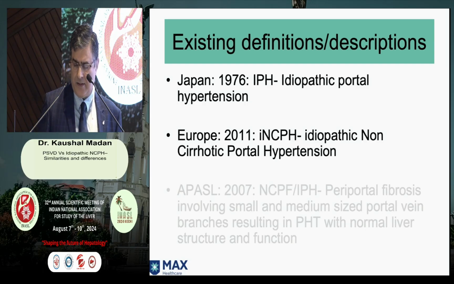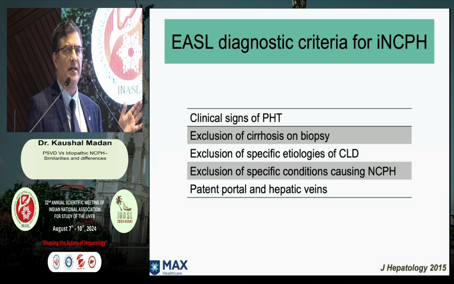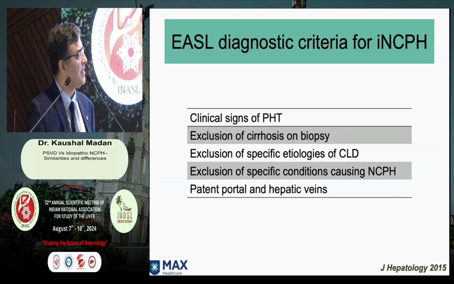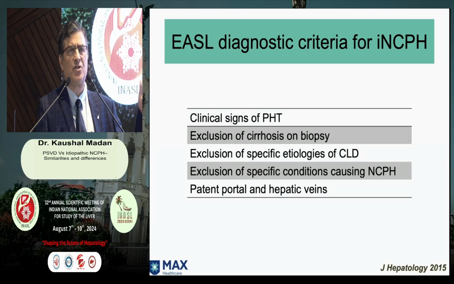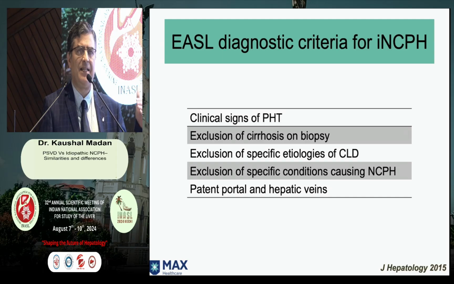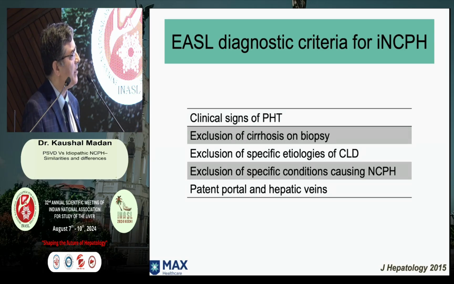And this is how they defined it: you have to have clinical signs of portal hypertension. So portal hypertension is a must in INCPH. Exclusion of cirrhosis on biopsy. In all cases of NCPF and INCPH, you have to exclude cirrhosis. And nowadays you can do that with the help of a fibroscan. So remember, a fibroscan value of less than 10 in a patient who has portal hypertension should alert you that you might be dealing with this particular entity.